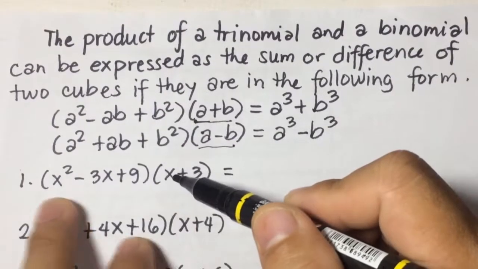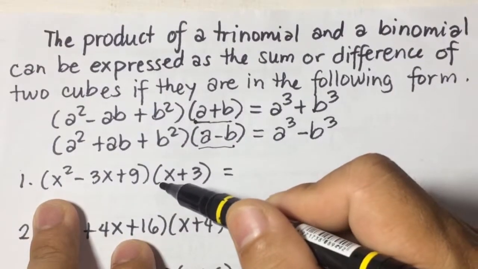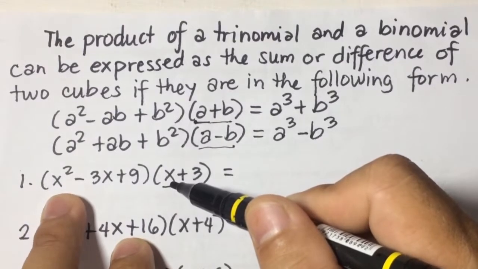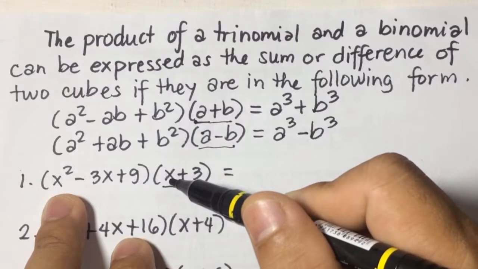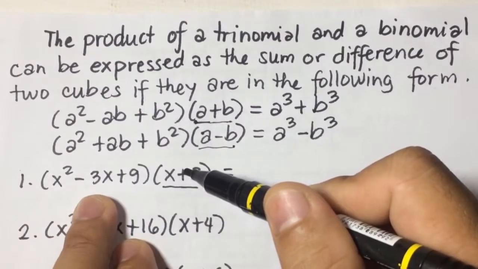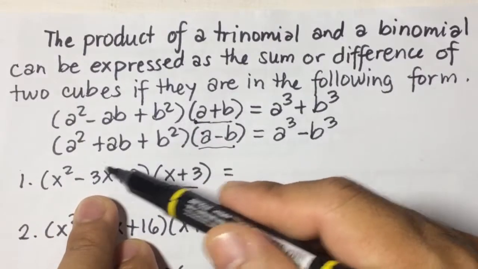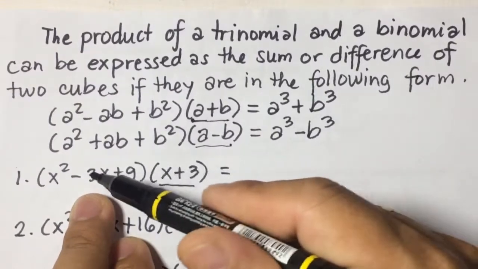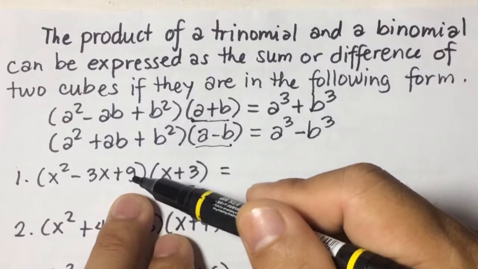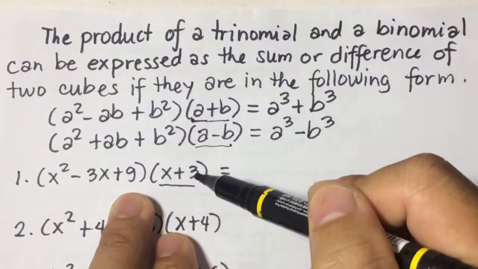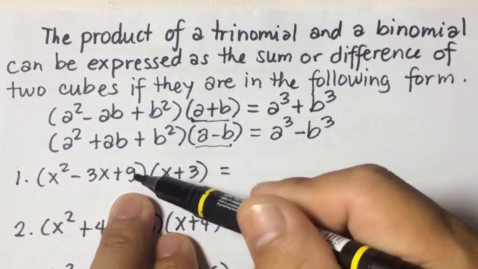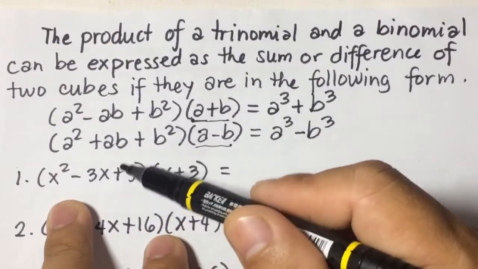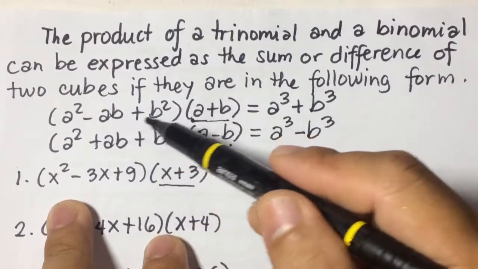If we're going to look at the trinomial here, based on the binomial, the first term is x, and the first term of the trinomial here is the square of the first term, x squared. Then the second term here will be the negative of the product of the two, so x times 3, and its negative is negative 3x. Then the third term is the square of the second term, which is 3, so 3 squared is 9. So this one follows the pattern in case number 1.